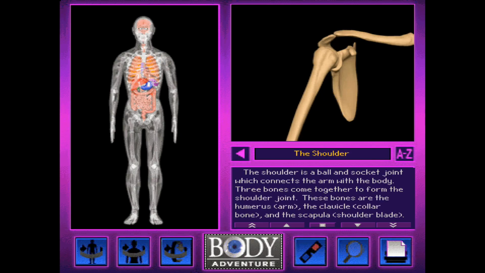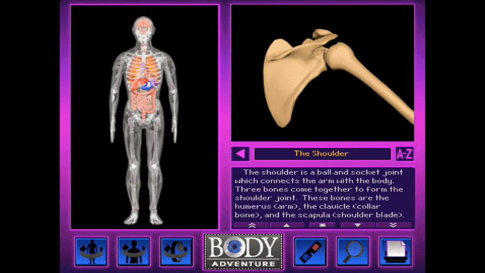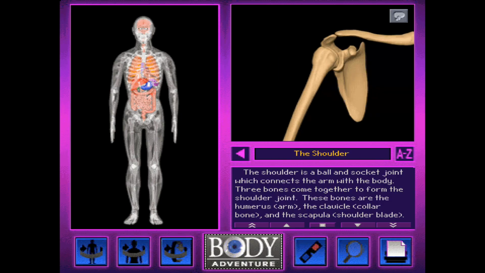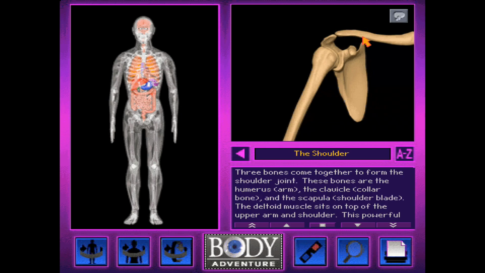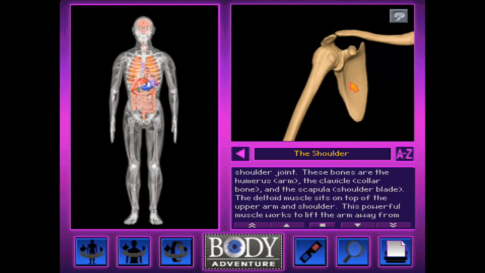The shoulder. The shoulder is a ball and socket joint which connects the arm with the body. 3 bones come together to form the shoulder joint. These bones are the humerus, arm, the clavicle, collarbone, and the scapula, shoulder blade.